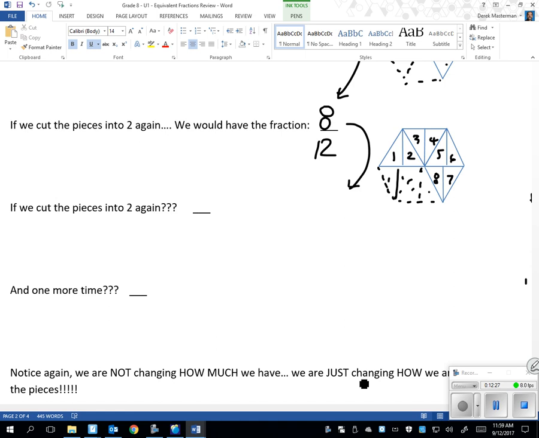If I cut this into... I don't need pictures now. I should be able to follow the trend. 16 over 24. Perfect. What if I cut it in half again? 32 over 48. Perfect.